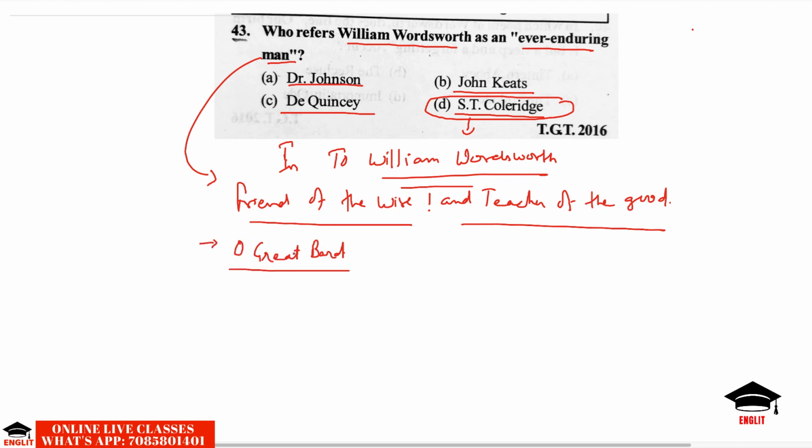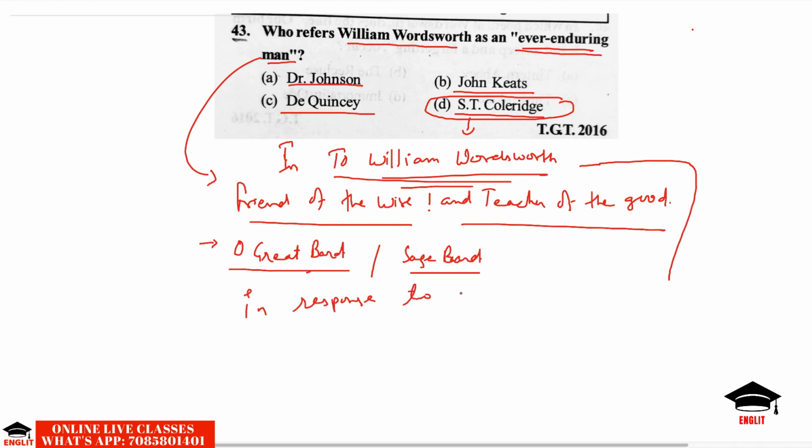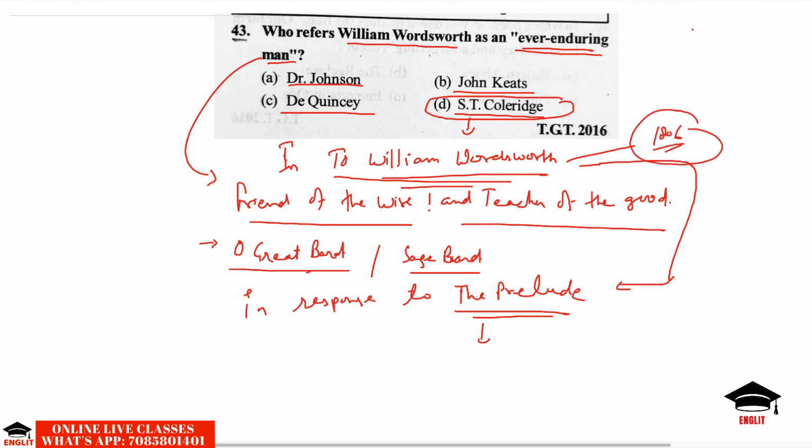So as William Shakespeare is called the bard, William Wordsworth is also addressed as "O great bard" by S.T. Coleridge, and also as an ever-enduring man. He is also addressed as sage bard or great bard. This poem was written by Coleridge in response to the autobiographical poem of Wordsworth, that is The Prelude. So in response to The Prelude, S.T. Coleridge composed this poem to William Wordsworth, and this was published in 1806. Here S.T. Coleridge praises William Wordsworth and his poetic ability.